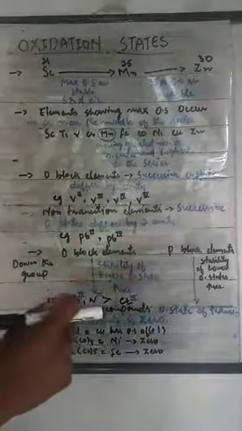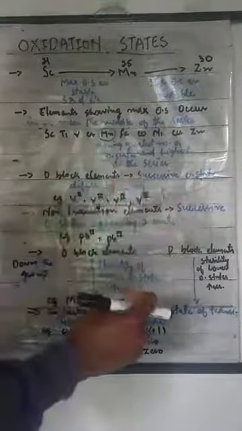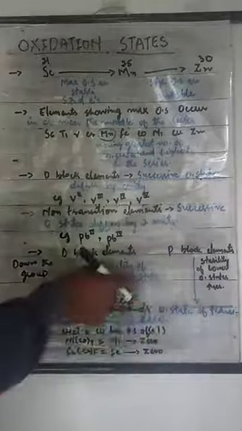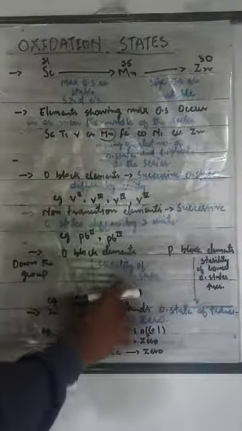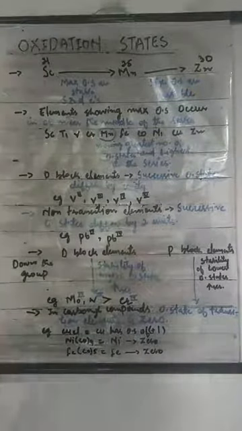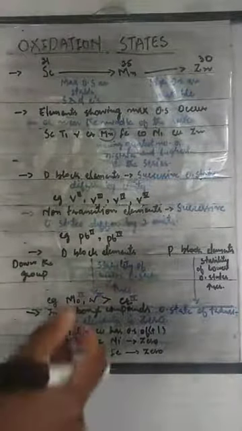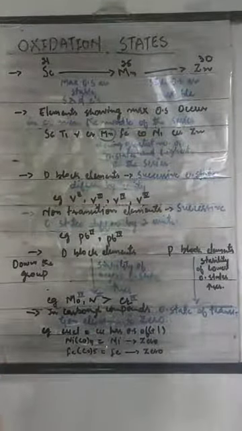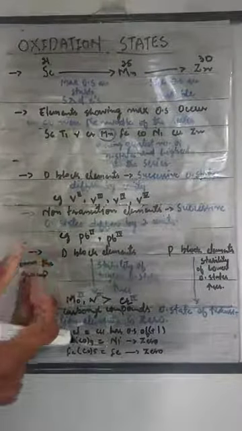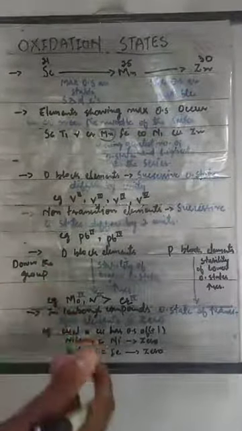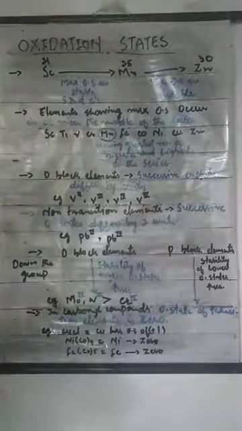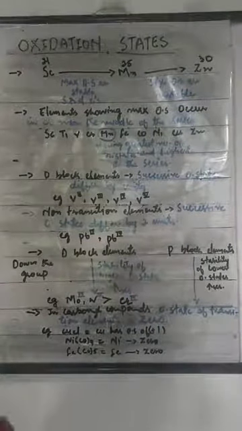And when we move from top to the bottom of the periodic table in case of D block elements, or down the group, stability of higher oxidation states increases. This means that heavier elements will prefer to form compounds in higher oxidation states because those oxidation states for heavier elements will be stable.